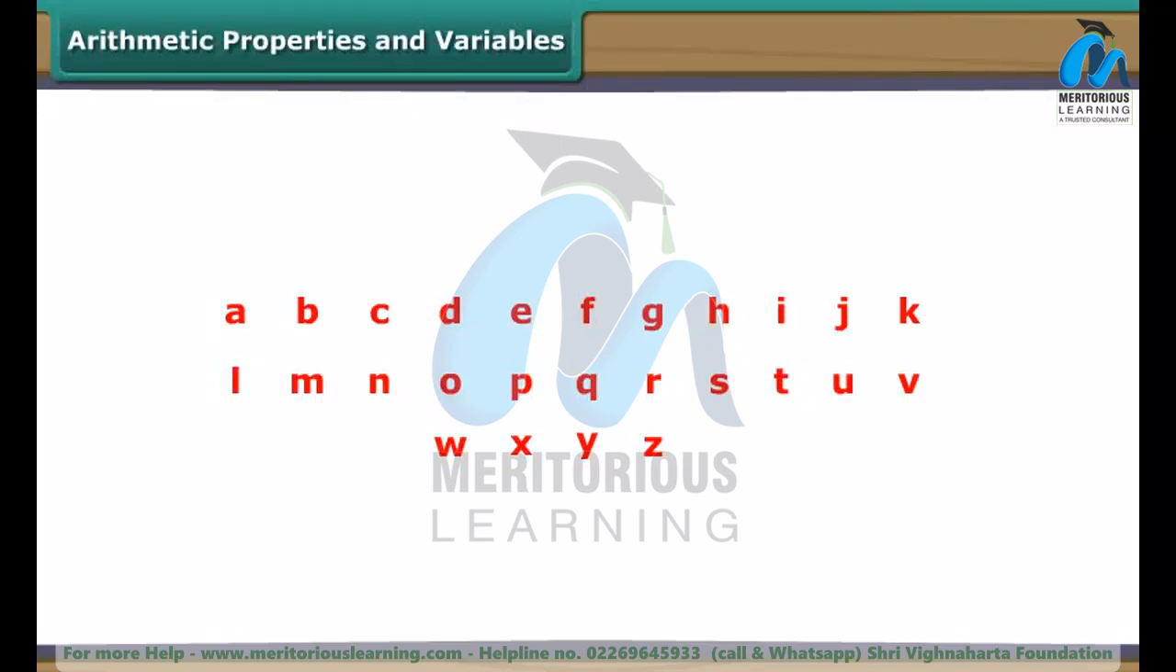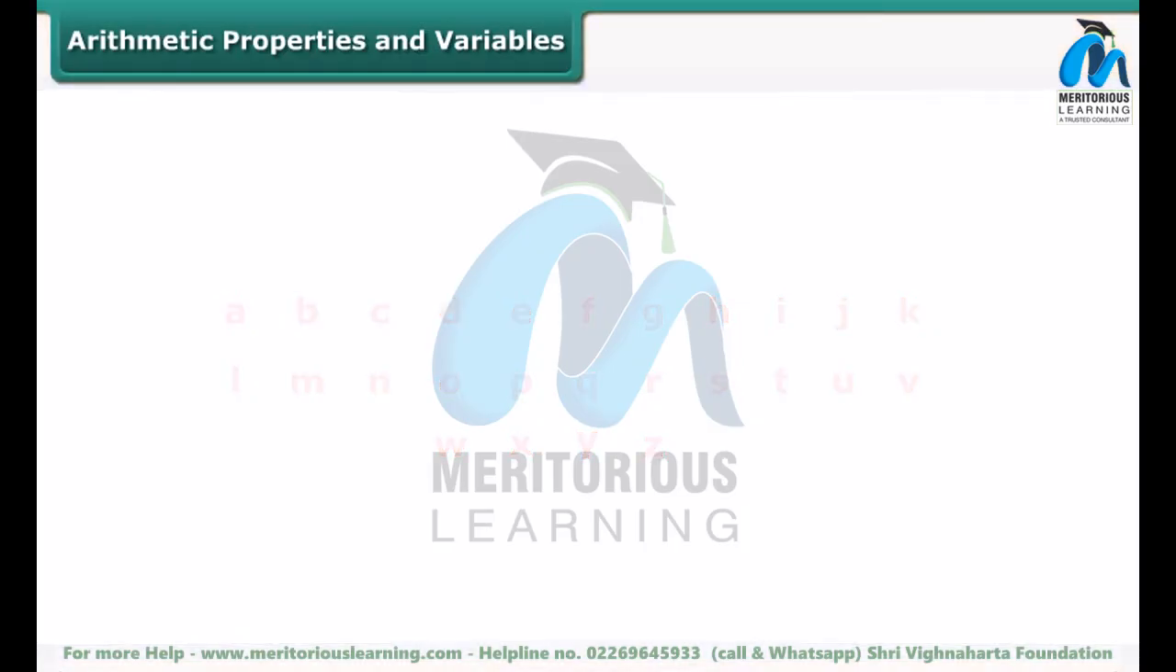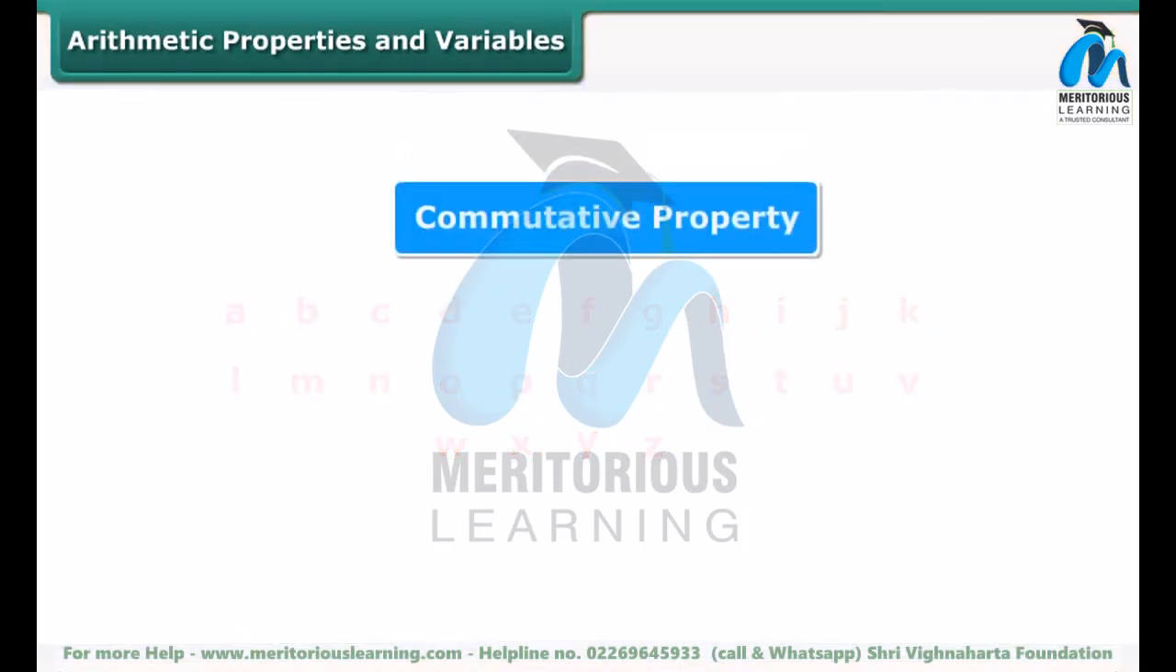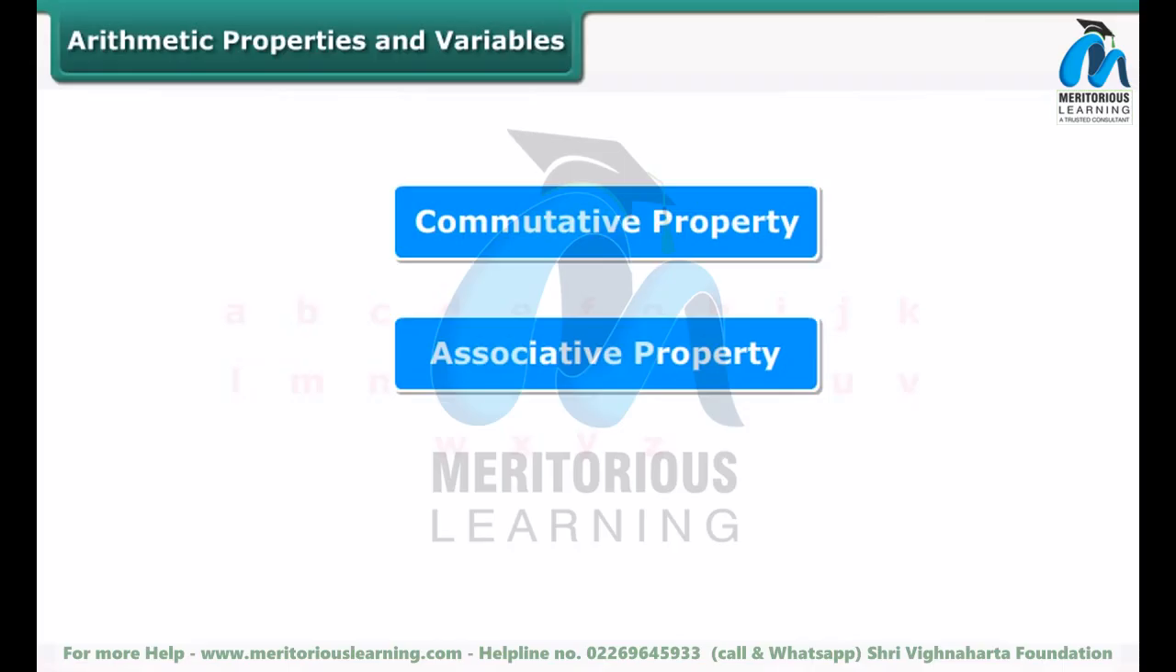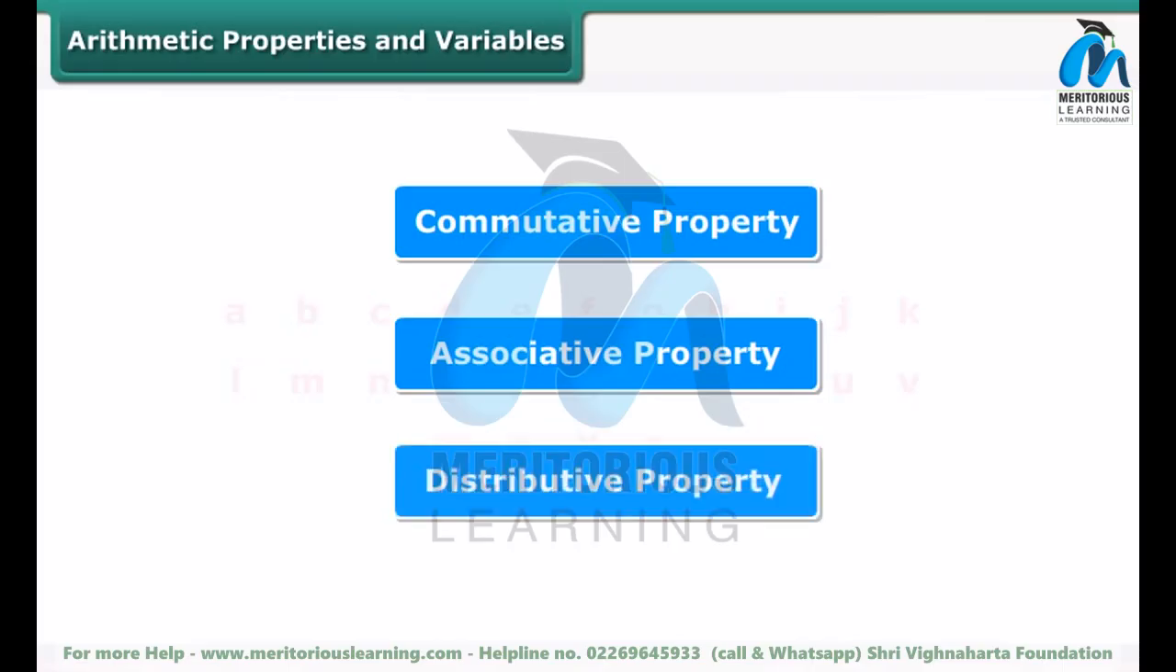Arithmetic properties and variables. Let us now express some commonly used arithmetic properties with the help of variables. These properties are commutative property, associative property, distributive property. Let's take a brief look at each point.